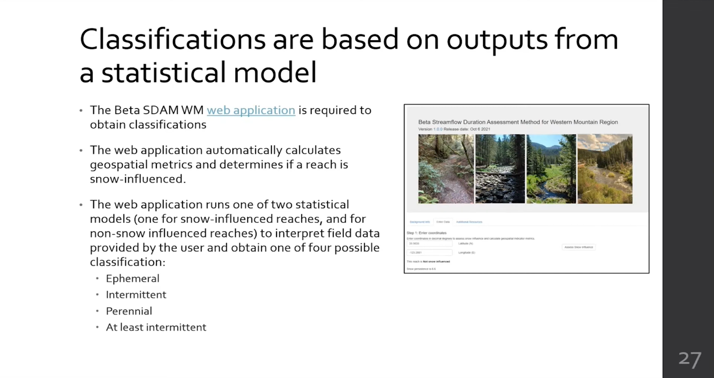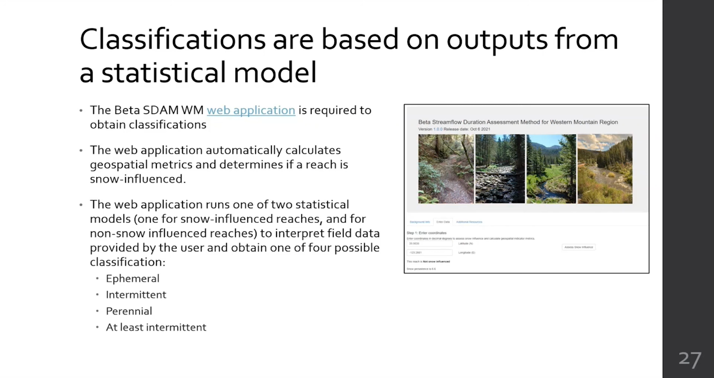To get your classification, you need to actually run that statistical model. And this, again, might be a challenge for folks who don't know how to use R, but that's why we instead decided to build a web application where users can just input their field data and obtain their classifications automatically. This is the same application that will calculate all the climatic metrics and also determine if your site is snow influenced or not.